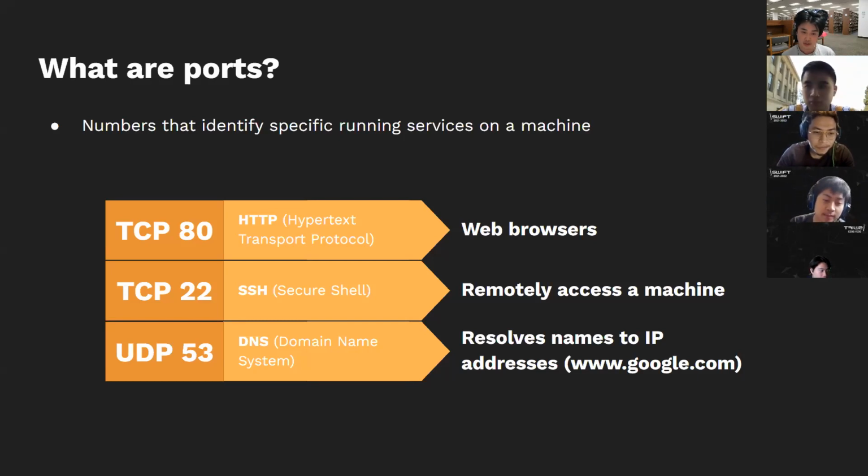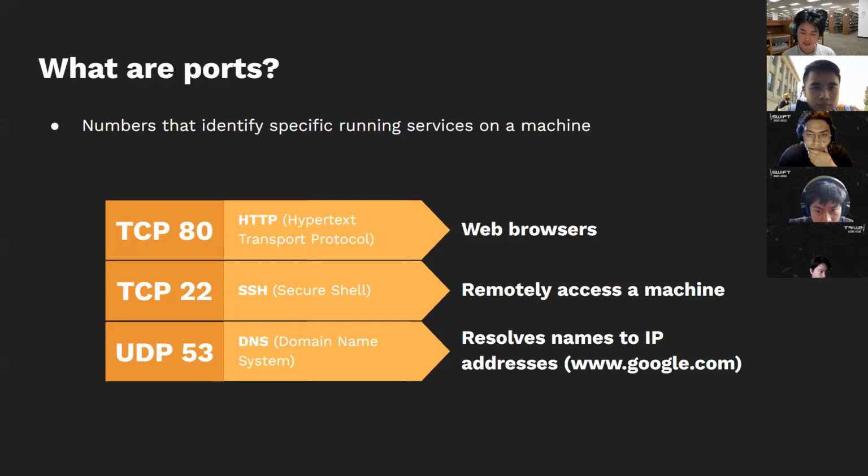And port 22 is associated with SSH. It stands for Secure Shell, and it is a way for you to remotely connect to another machine. And DNS is associated with port 53, and what it does is it translates the domain name to an IP address, so you don't have to type in a bunch of IP addresses when you want to go to websites. So if you hit google.com, DNS takes care of it for you, and it just sends you to the website.